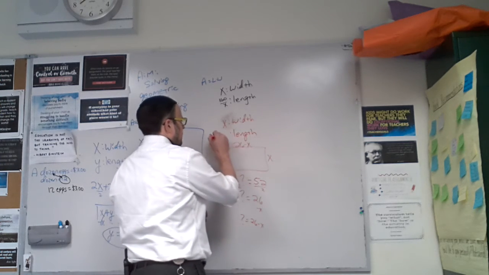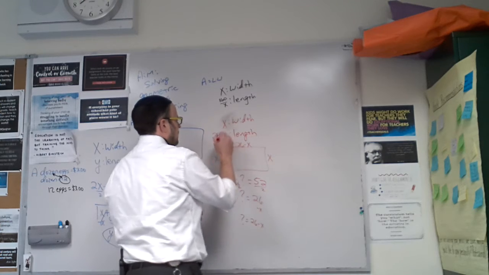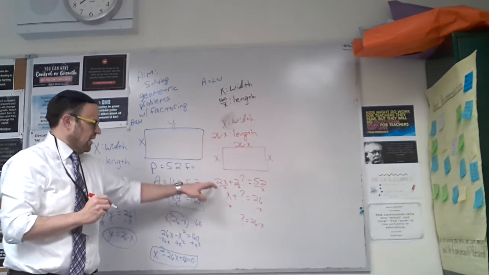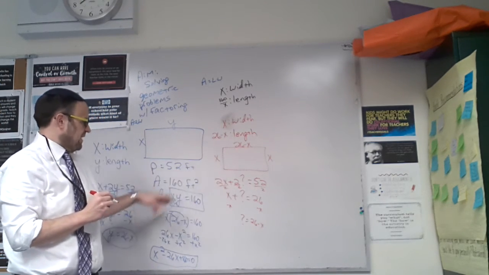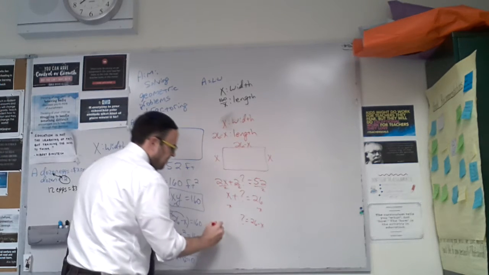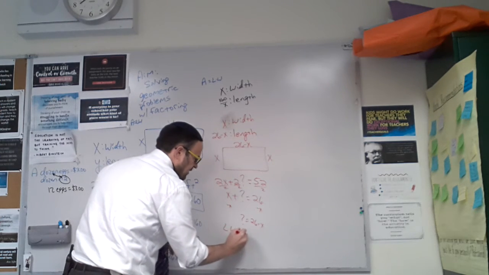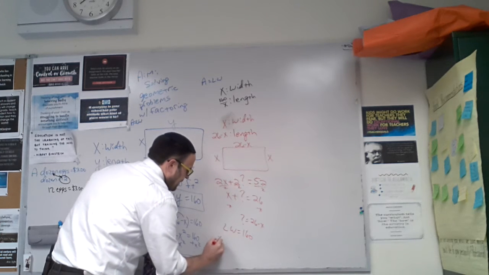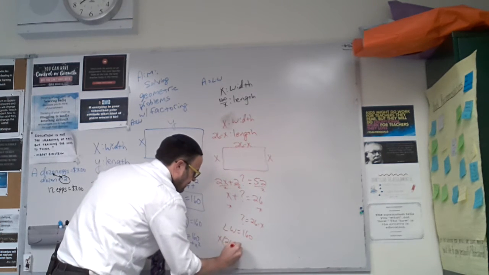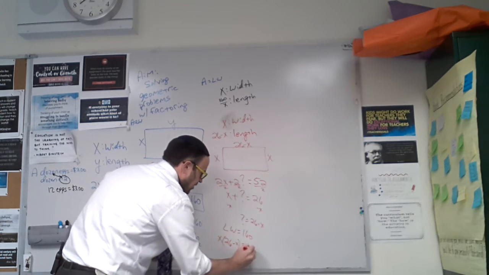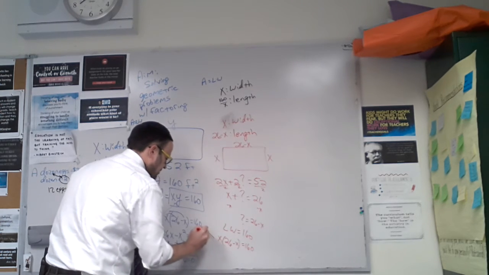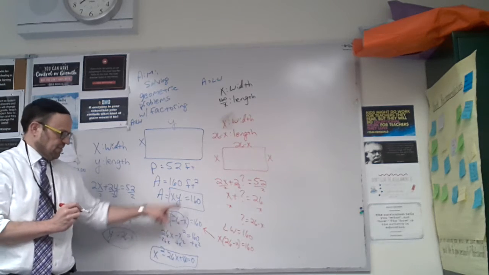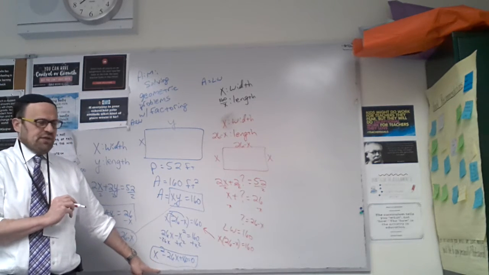So then, okay, the red becomes the same as the blue, because if we have length times width equals 160, I have x times 26 minus x equals 160, which is exactly the same as the blue, and you continue there.